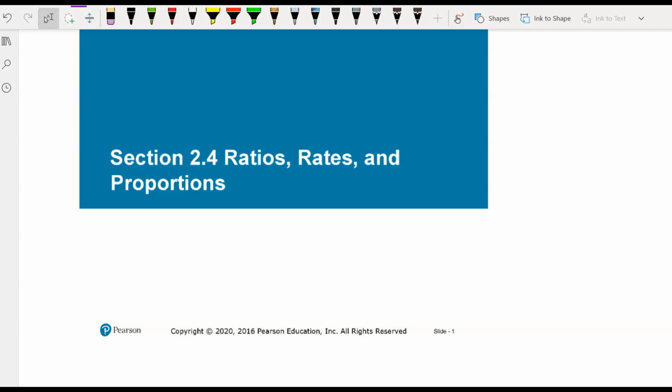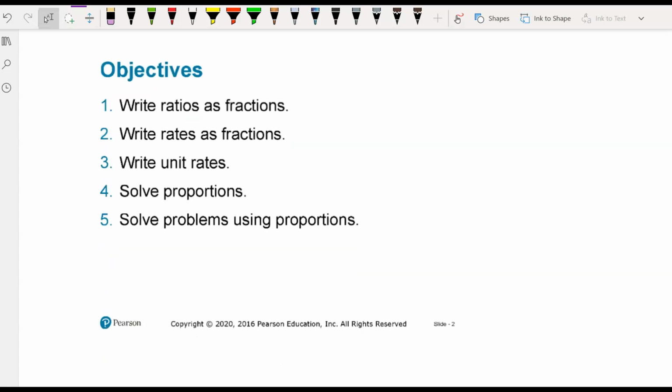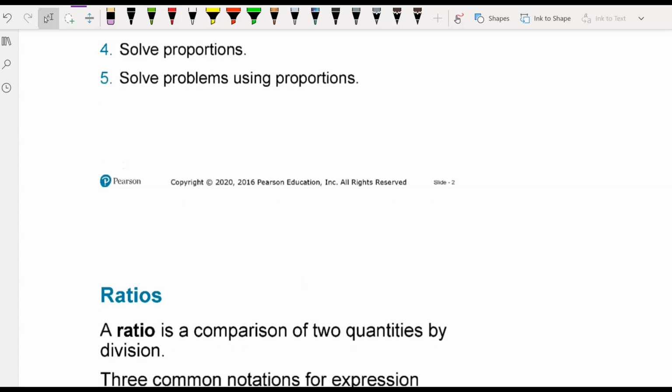Welcome back. This is 2.4, Ratios, Rates, and Proportions. So we're going to write ratios as fractions, rates as fractions, write unit rates, solve proportions, and then solve problems using proportions.